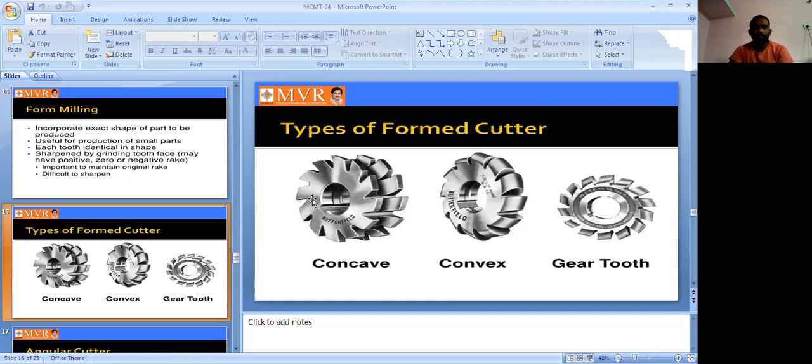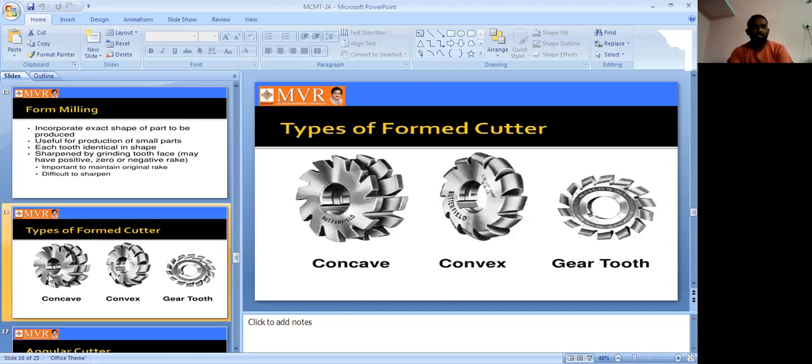So see here, this is a concave shaped cutter. It is a convex shaped cutter. It is a gate tooth cutter. So these are the three different types of cutters we can see in form milling. By using the concave cutter, we can produce different products. These three are very different cutters, and they will be used for three different operations. See here, it is convex shape, convex, gate tooth.